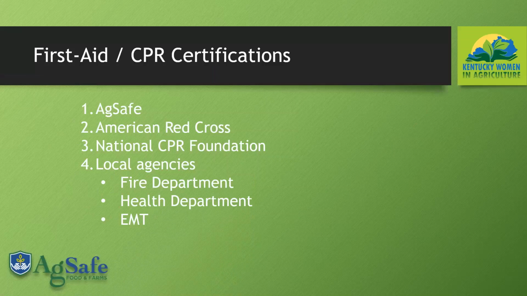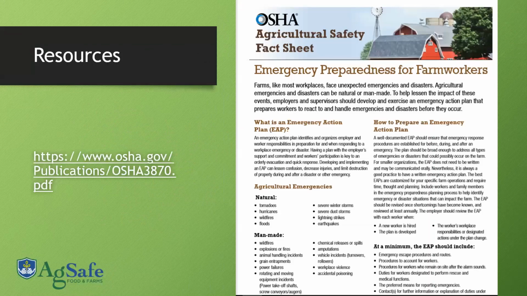Again, this is just a few options for you on those who provide first aid and CPR certifications. Of course, AgSafe is a provider, American Red Cross, National CPR Foundation, and depending on what community you live in, maybe some of your local agencies will provide those trainings as well. So there are some resources out there, and OSHA does have a lot of great fact sheets that provide an overview and give a great snapshot of information, even emergency information for farm workers. So a great resource out there. Again, take advantage of those emergency planning templates from different entities out there. A lot of universities do provide those too.